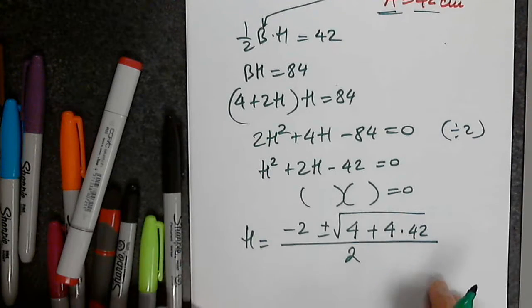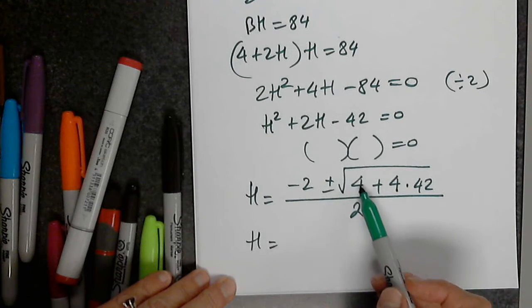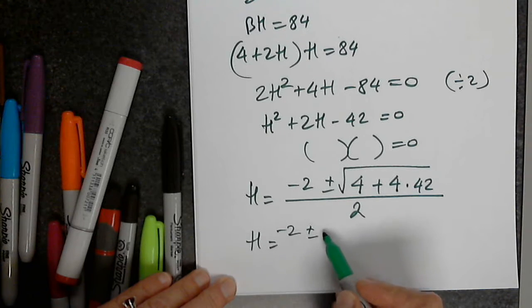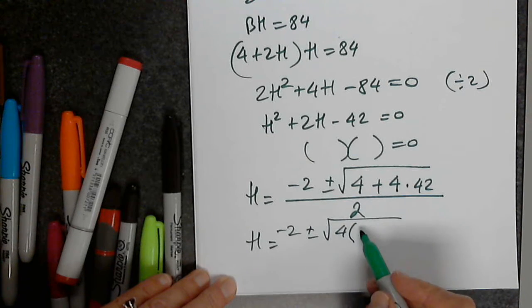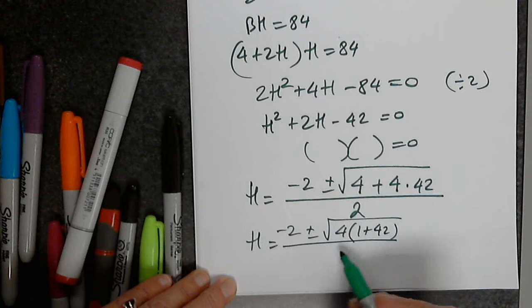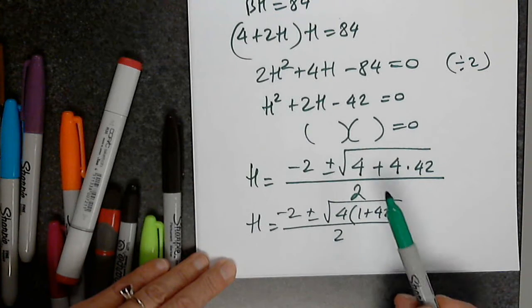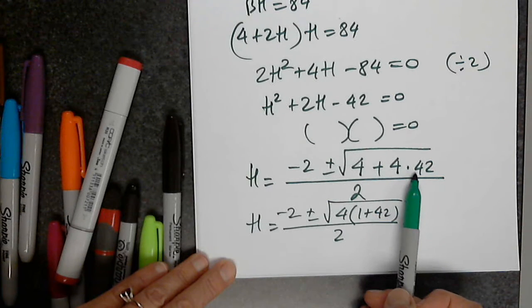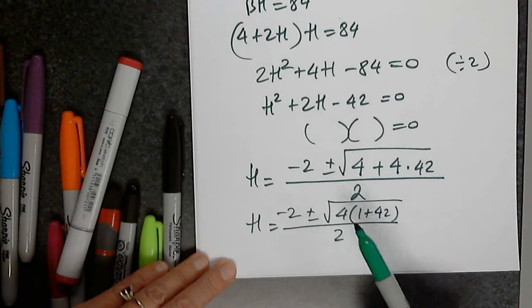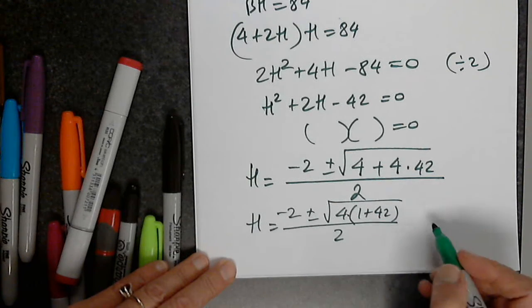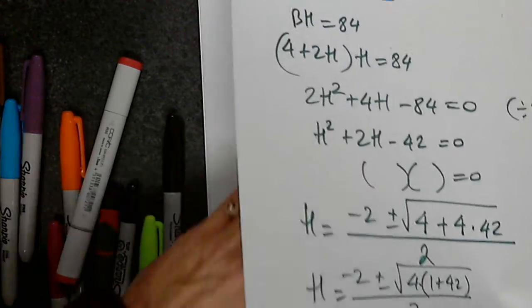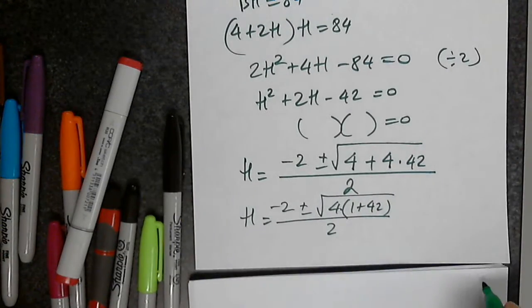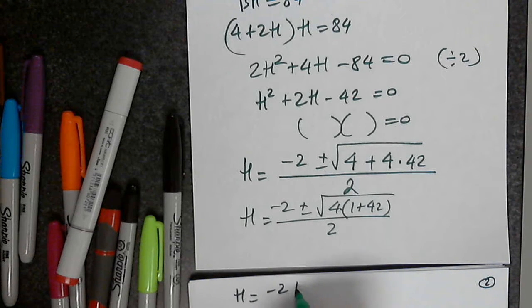So what I recommend here is simply factor out the 4, because it's easier if I factor out the 4 and I get 1 plus 42 divided by 2. You'll see in a moment. So when I factor out 4 from these two terms, 4 times 1 is 4, and 4 times 42 is here. But then I can break it up because this is a product now. So h will become negative 2 plus or minus the square root of 4 is 2, and the square root of 43 cannot be simplified in any way, shape, or form.